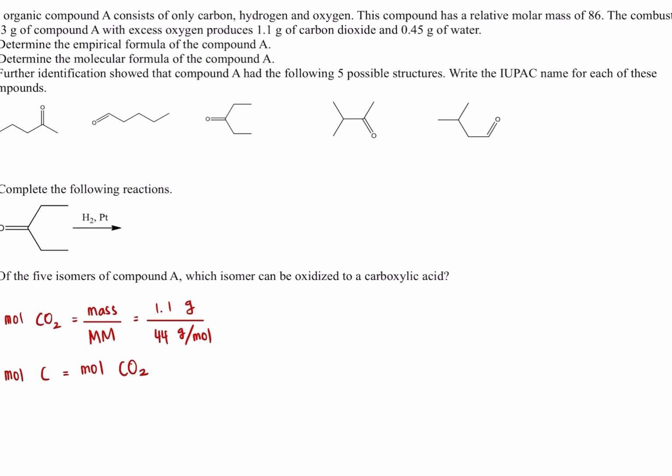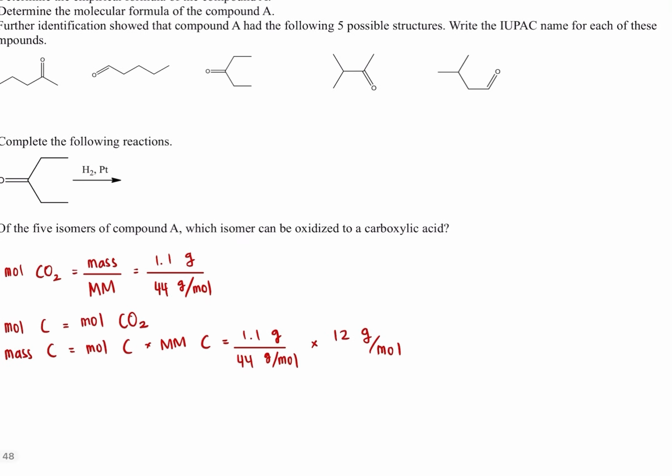And then if I want to know the mass of the carbon, it means the mole of the carbon multiplied by the molar mass of carbon. So in this case, I can use this amount: 1.1 gram over 44 gram per mole, and then the molar mass of carbon, which is 12 gram per mole. Okay, so in this case, we have an amount of 0.3 grams. That is the mass of the carbon.